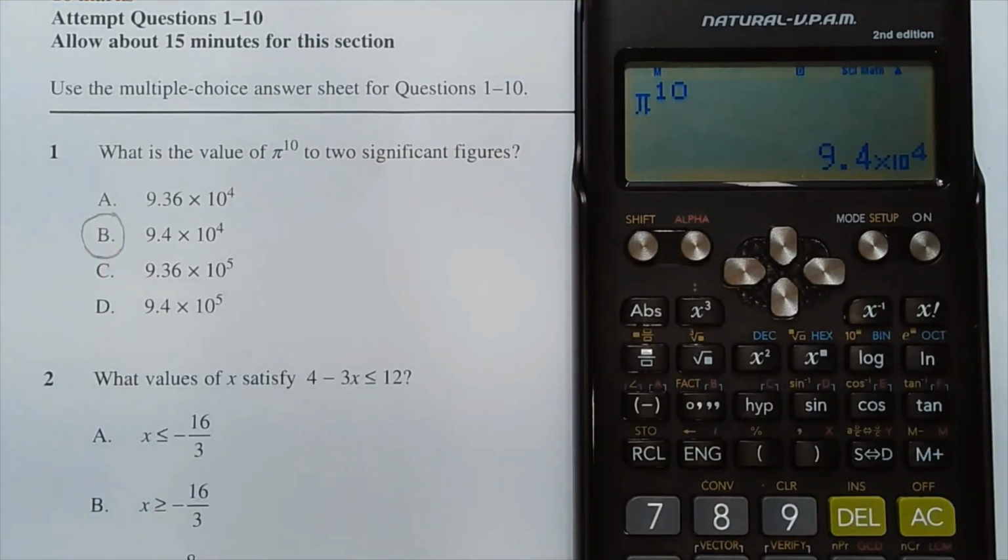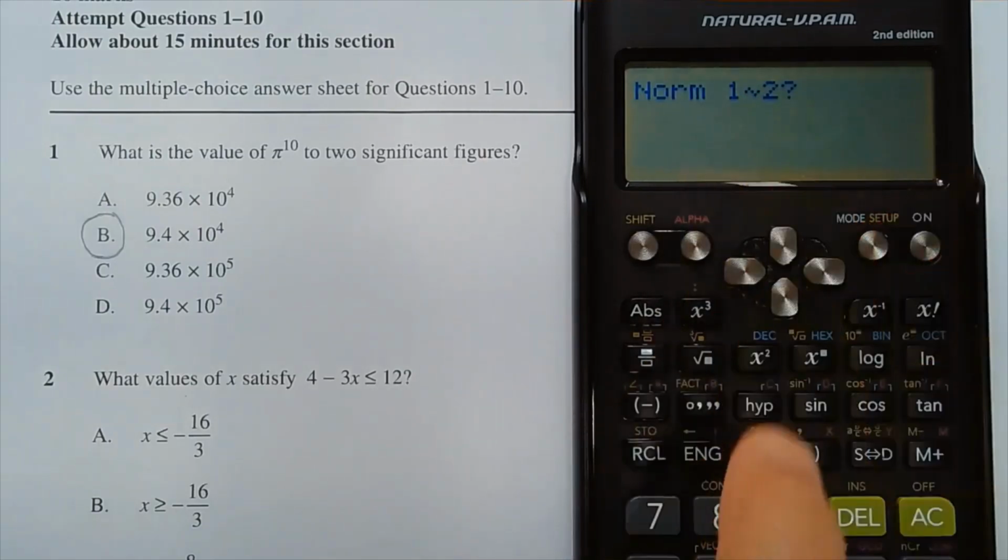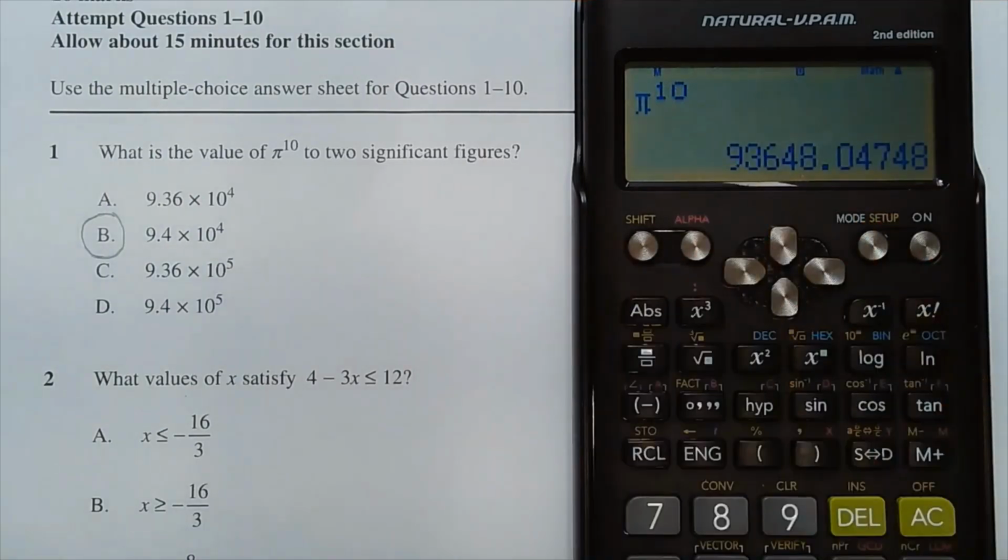To get the calculator back out of scientific notation mode, press Shift, Mode, number 8, Norm, and then number 2. And it's back to non-scientific notation mode.